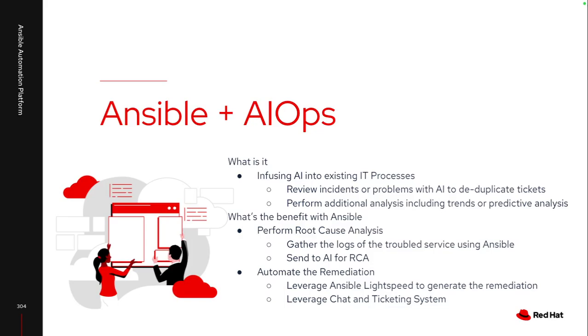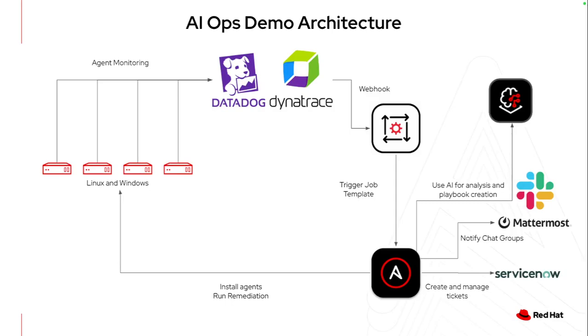So I can tie into another AI like Ansible Lightspeed to do that generation, and then throughout this process, provide updates. So take that root cause analysis and put it into my ticketing system like ServiceNow, update it when things are completed, so I can really have an end-to-end process tying into AI for the root cause analysis, deduplication, as well as AI to do that playbook generation. So let's look at a simple diagram of how I've got this put together.